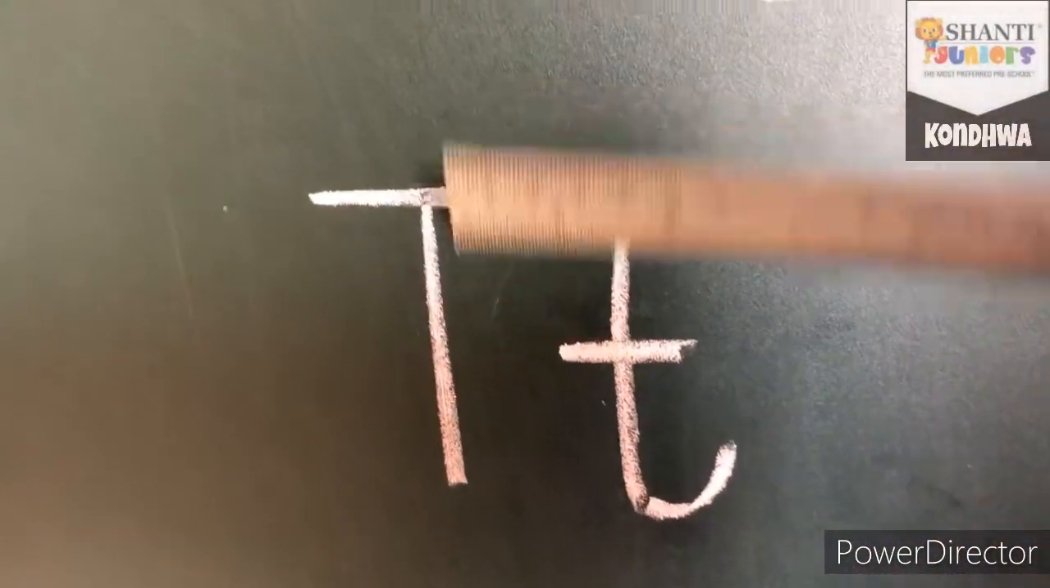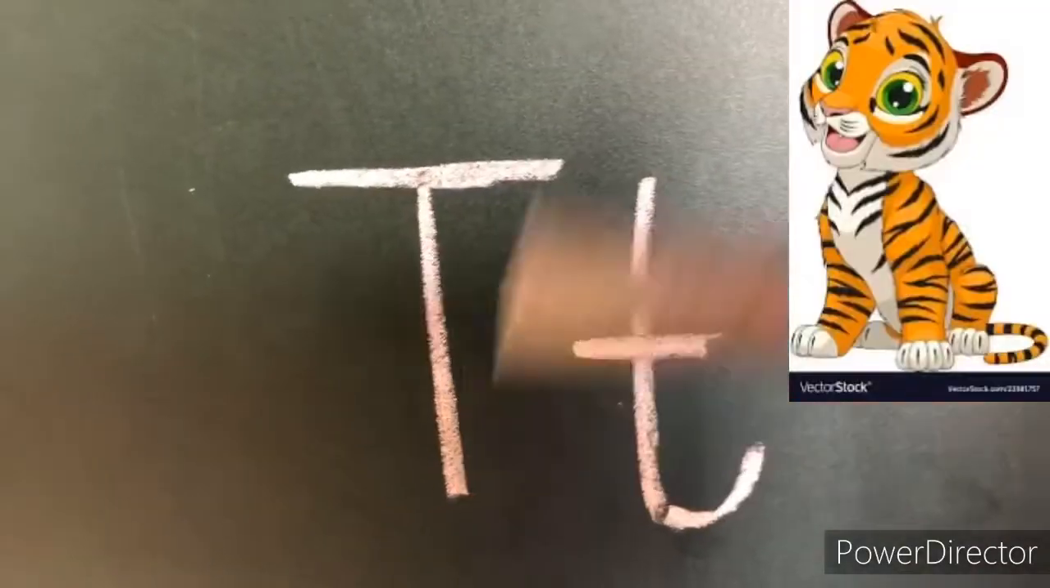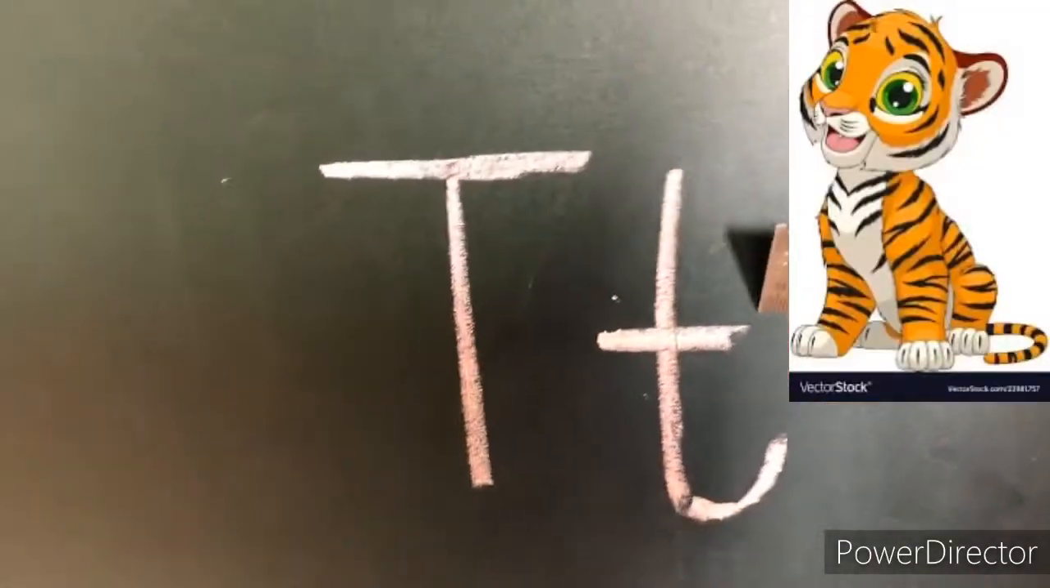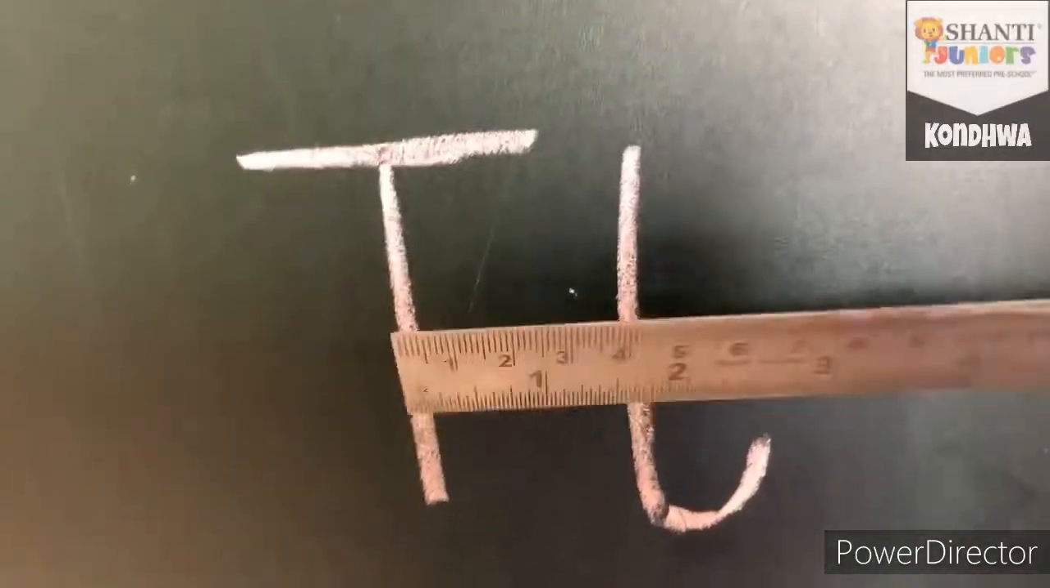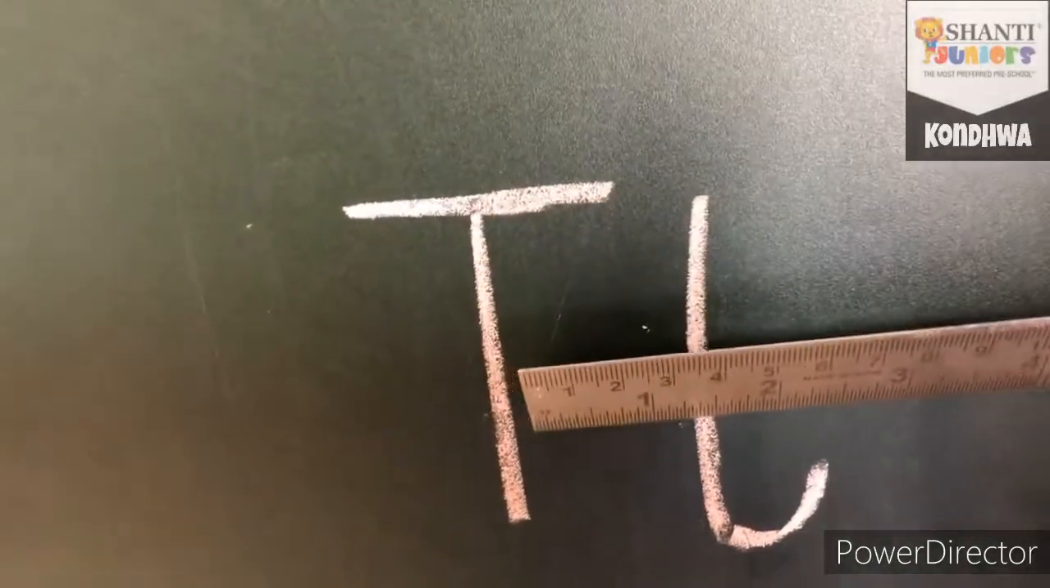This is letter T. This is capital T and this is small t. What comes from letter T? T for tiger and T for table. Now we'll go to the next letter.